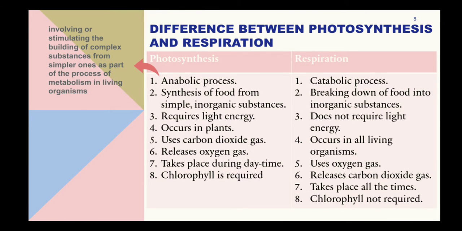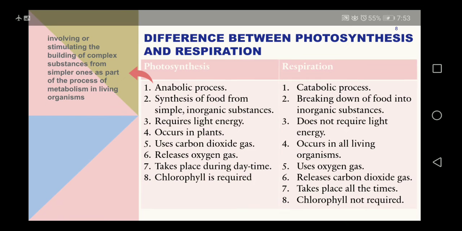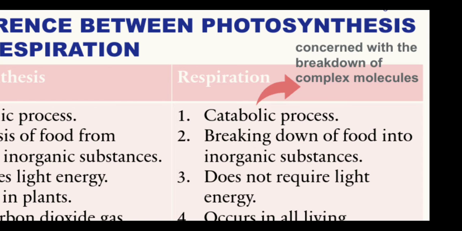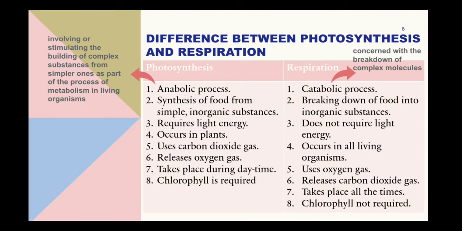So in photosynthesis, complex molecules are created as a result of this process, and it uses simple molecules of carbon dioxide, water, and minerals. So this is an anabolic process. Whereas respiration is a catabolic process. And what is the difference? What is a catabolic process? It is concerned with the breakdown of complex materials. So they are opposite to one another.